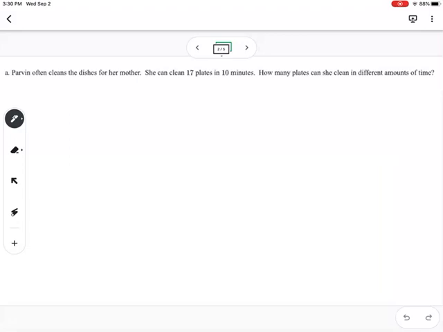So I've put the questions on the next slides so I can show the work. The first question is Parvin cleaning dishes for her mother, and she cleans 17 plates in 10 minutes. How many plates can she clean in different amounts of time? Well, it's always nice to start with a table. Time is always x. So we will say that this is x minutes, and this is y plates. And we're given 17 plates in 10 minutes. So I'm just going to put that on the table because I wanted to leave room up top for some other values.